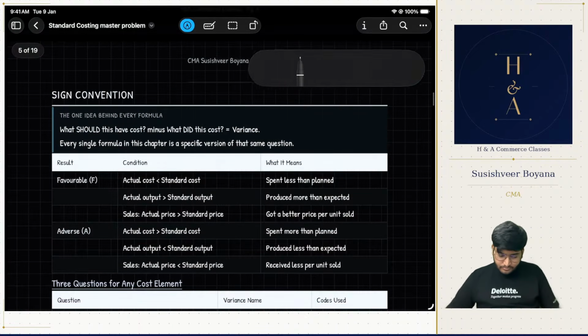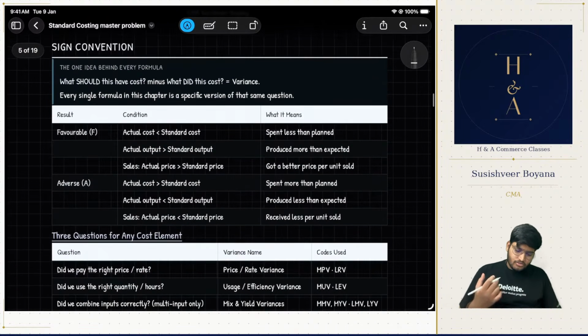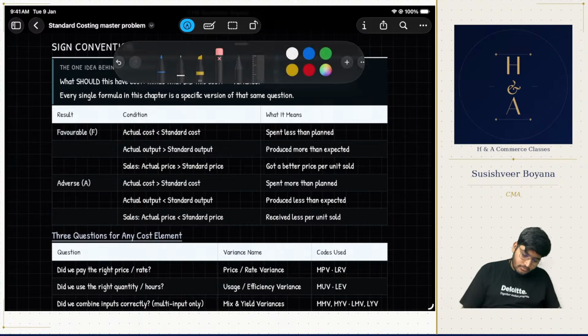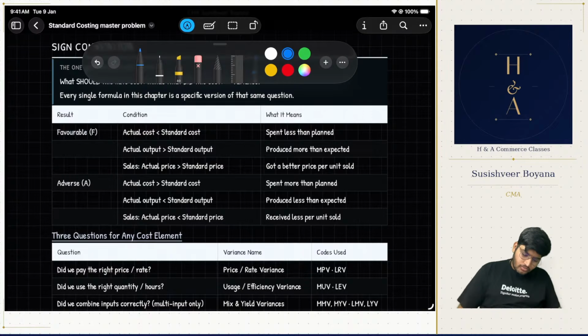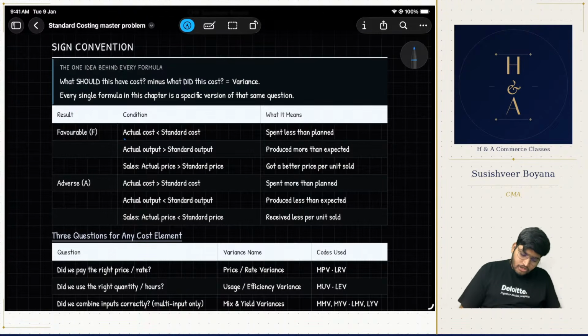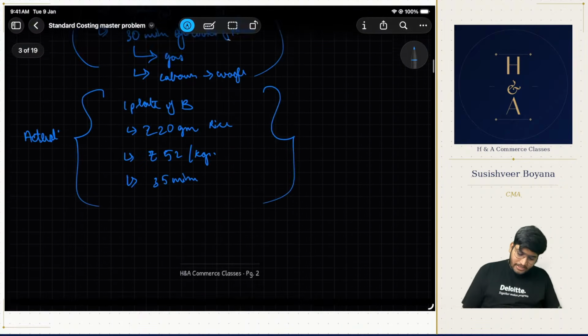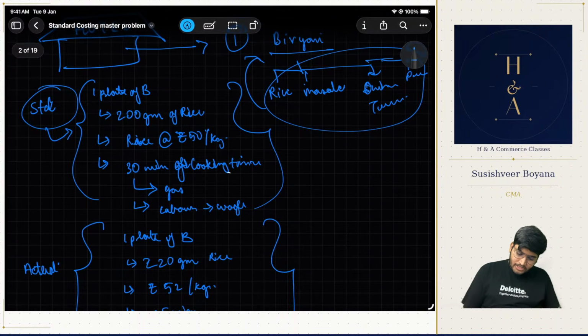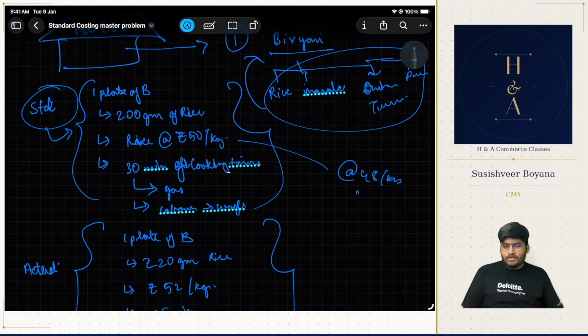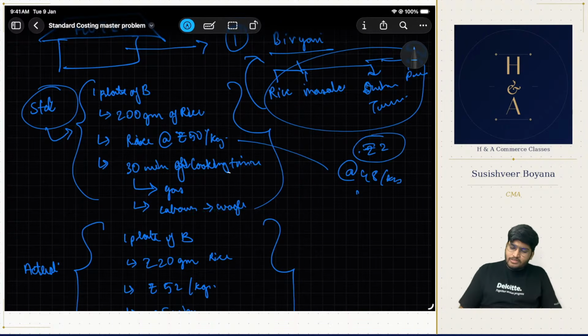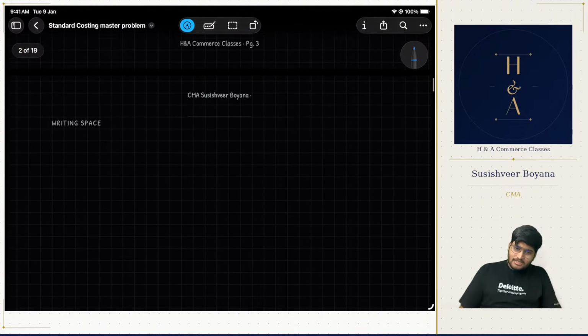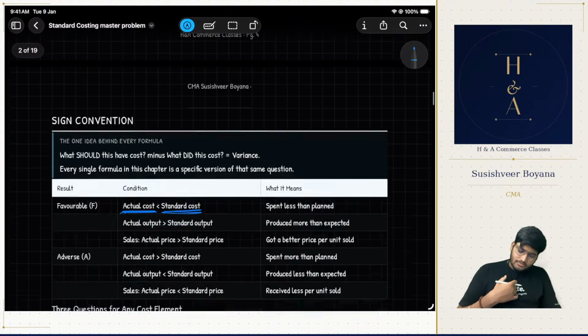One basic understanding one should have: what is favorable and what is adverse. When we're talking about cost, actual cost is less than standard cost. Say you got the same plate of rice, but at the rate of 48 per kg. Would I be appreciative? Oh wow, very good, well done. You've bargained really well. You reduced 2 rupees of my cost burden. So, when the actual cost is less than standard cost, is it not favorable to the business?